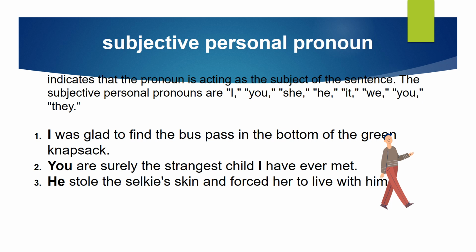So, what are the examples? The example is, I was glad to find the bus pass in the bottom of the green knapsack. So, I is the subjective personal pronoun. Number 2. You are surely the strangest child I have ever met. You and I, in the second sentence, are the subjective personal pronouns.